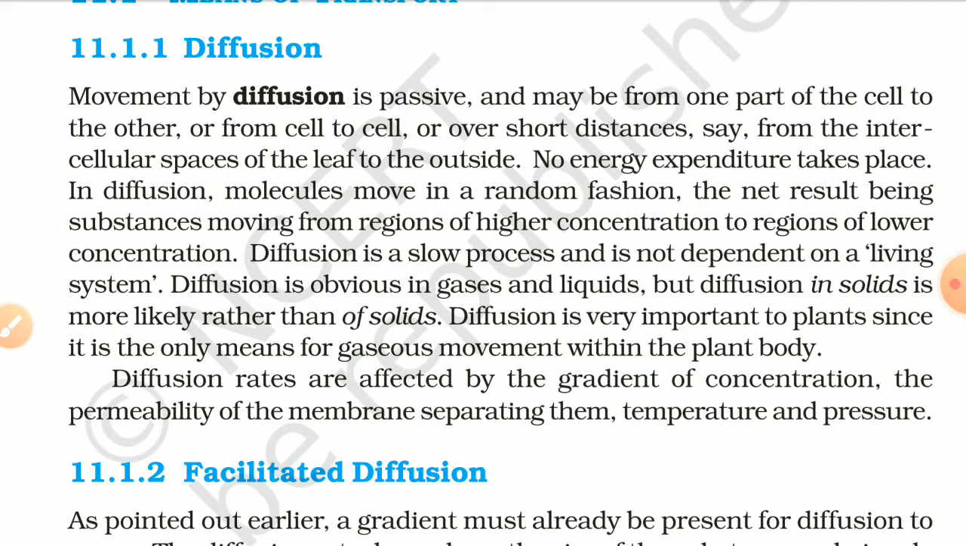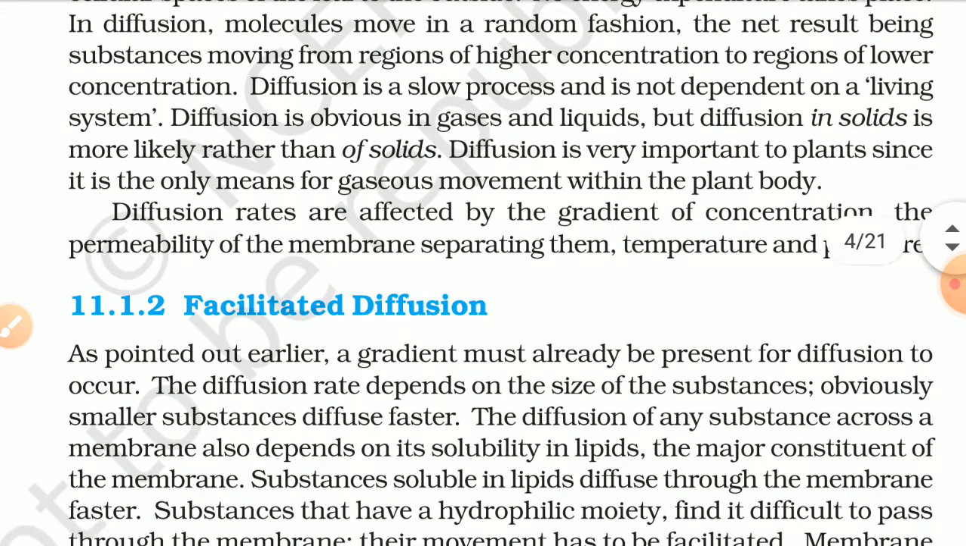In diffusion, molecules move in a random fashion, the net result being that substances move from a region of high concentration to a region of lower concentration. Diffusion is a slow process and is not dependent on the living system. Diffusion is obvious in gases and liquids, but diffusion in solids is more likely rather than of solids. Diffusion is very important to plants since it is the only means of gaseous movement within the plant body. Diffusion rates are affected by the gradient of concentration, the permeability of the membrane separating them, temperature, and pressure.